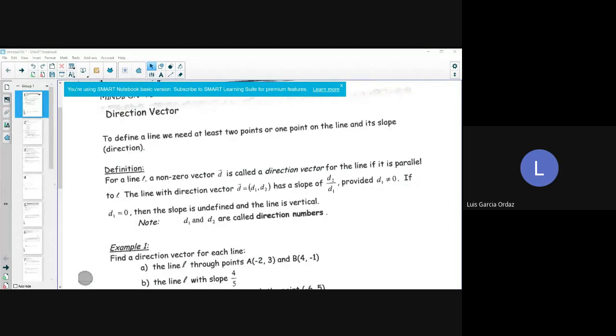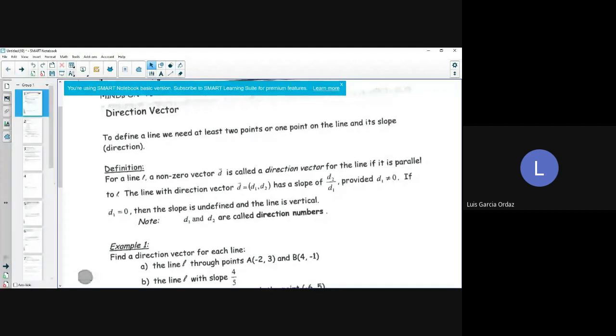So we're going to be talking about equations on vector planes in two-dimensional space for the first lesson, which means we're going to be talking about direction vectors. So a direction vector, so to define a line, we need at least 2 points or 1 point on the line and its slope. So the definition for a line, let's say L, a non-zero vector D is called a direction vector for the line if it is parallel to L.